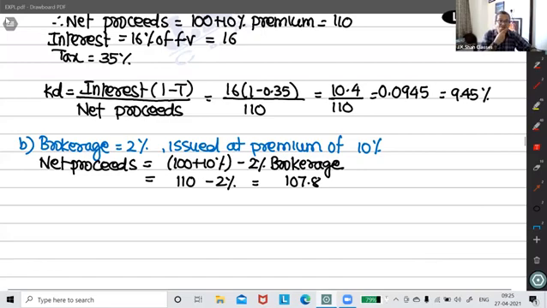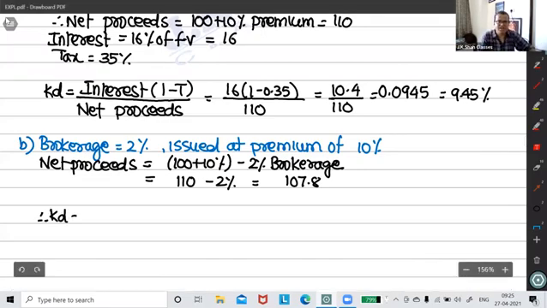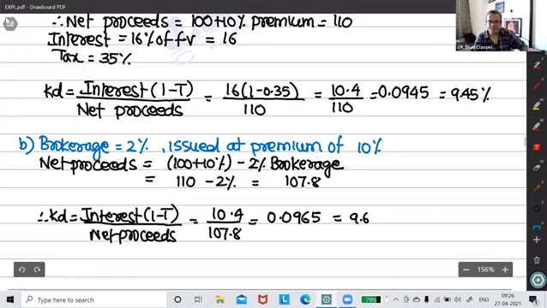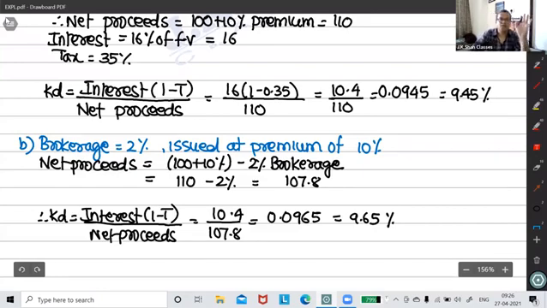Okay. This is net proceeds that we have written. So let's calculate directly. Kd, interest, 1 minus T on net proceeds. So 10.4 upon 107.8. Now see, let me write 0.096. After 6, that is 4, 7. So make it 5. Round off the fourth digit. Now that is 9.65%. Correct, people? Understood well? Written up till here.